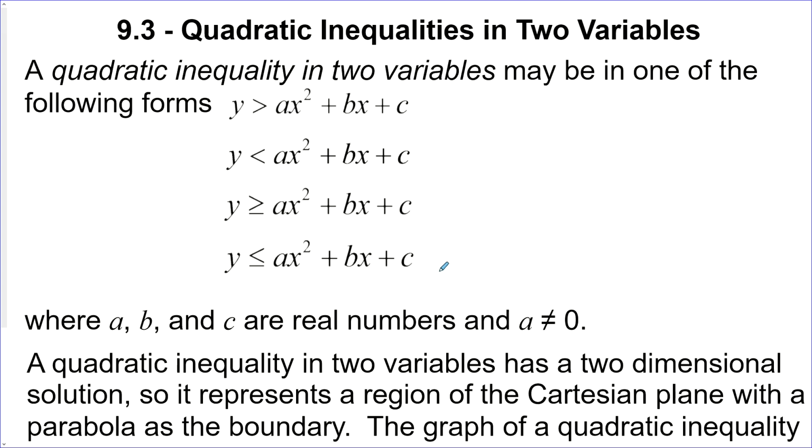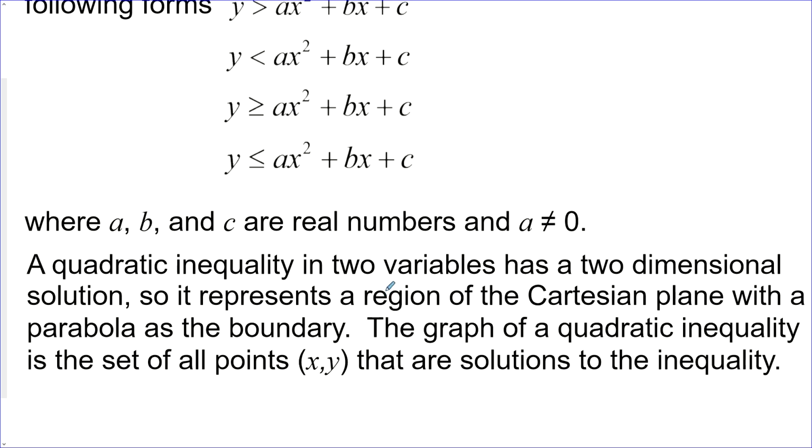9.3 quadratic inequalities in two variables. It can look like any of these: greater than, less than, greater than or equal to, or less than or equal to. Of course, these could be in factored or vertex form. They don't have to be in standard form, but we could always make them like this.